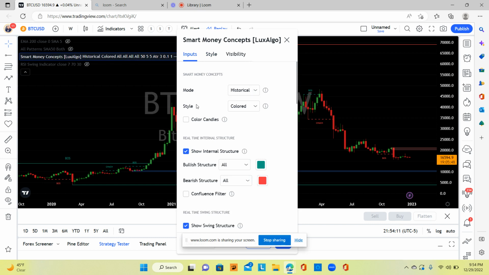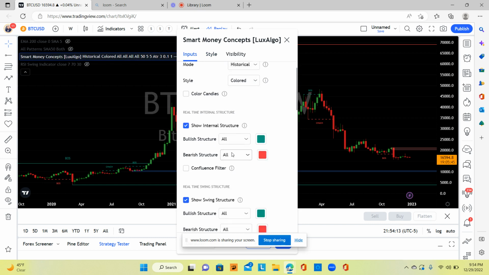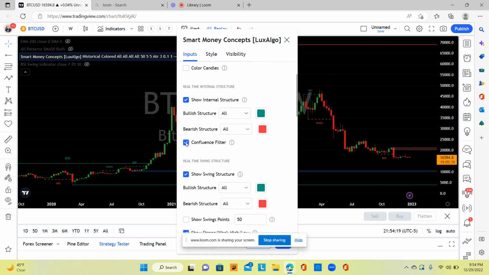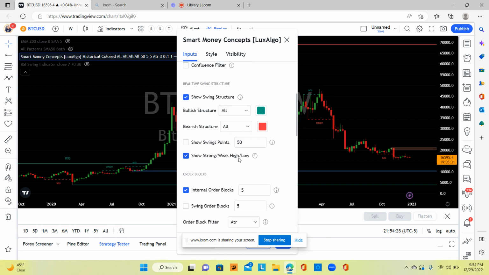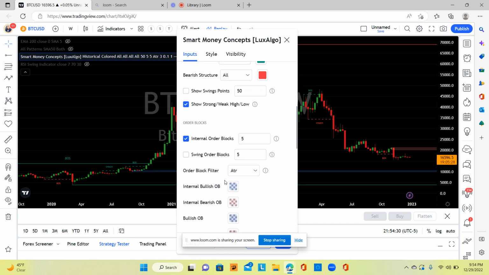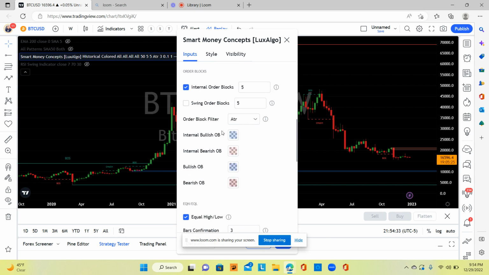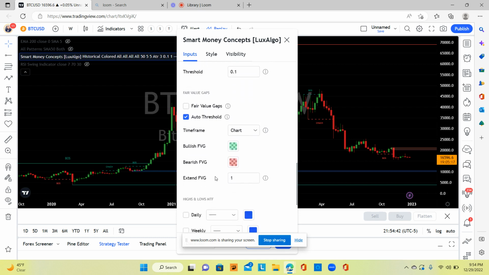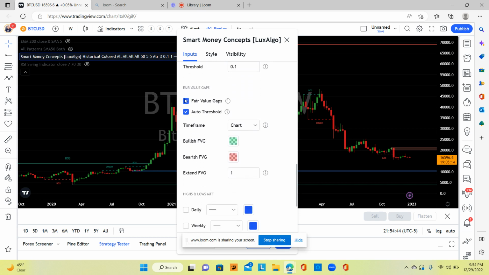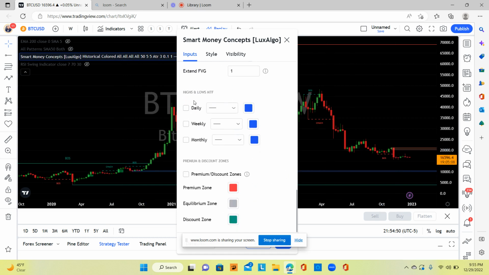Listen, it gives you the modes, right? It shows you the internal structure, bullish or bearish. You can do both, right? Confluence filter. It lets you know when all of the indicators are confluent with each other. Show the swing structure, right? Listen, come on now. Strong high, weak, listen. Internal order block, swing order block. Come on, order blocks. Bullish, bearish. Okay, equal highs. Okay, you got your equilibriums here. It lets you know that. Your fair value gap. All right, look, FVG, fair value gap popping up. If I put everything on here, it will be ridiculous.